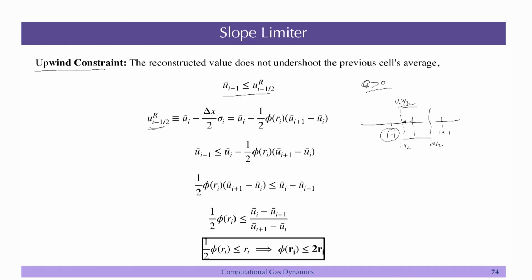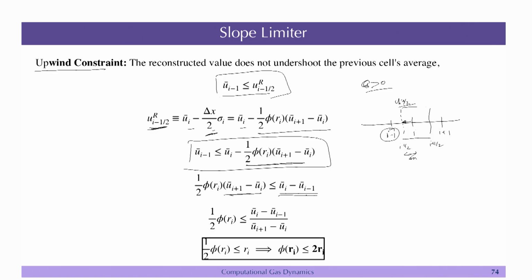So, now you can write this u I minus half in terms of u I minus sigma delta x by 2, where sigma is the slope that you have defined earlier, and you use this expression here. So, u I minus 1 is less than or equal to u I minus whatever value that you have, and then you rearrange, and you have on one side u I plus 1 minus u I and on the other side u I minus 1. So, this phi r I will become this value, which is nothing but your r I. Then your phi r I should be less than or equal to 2 r I, right.